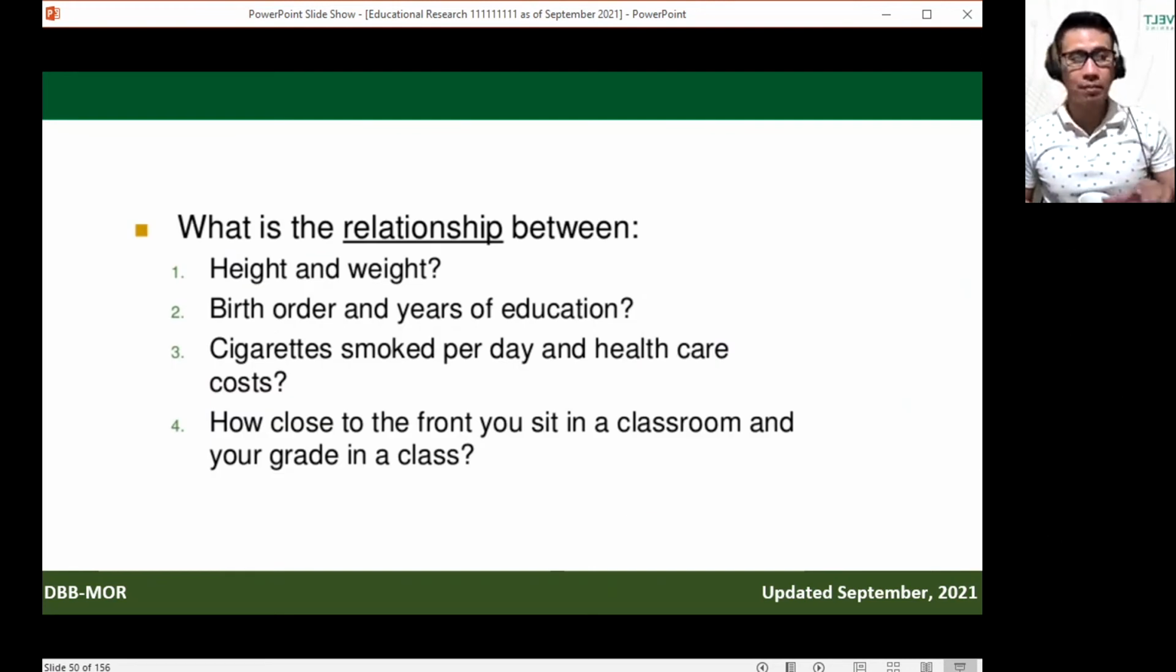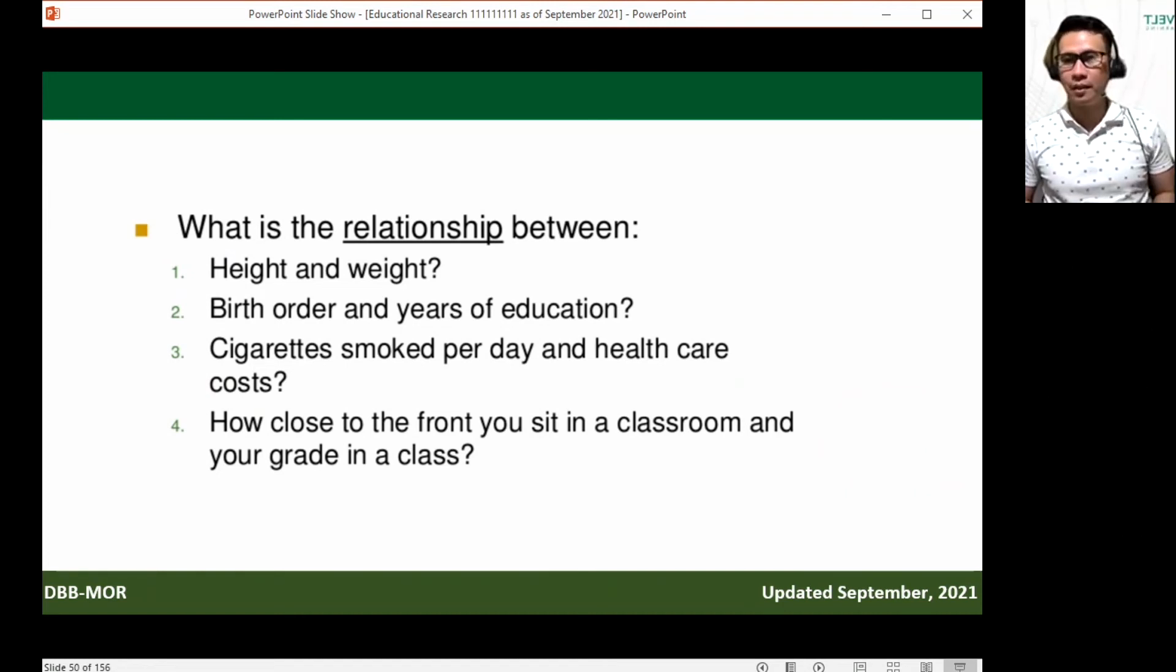So what is the relationship between? It could be height and weight, birth order, and years of education. These are some examples that you can relate. Cigarette smoke per day and healthcare cost. So actually unethical, di ba? If, for example, considering number three, as I mentioned a while ago, you cannot expose kids. You cannot ask people to keep on smoking and then try to determine the effect of the smoke to their health. It's unethical.